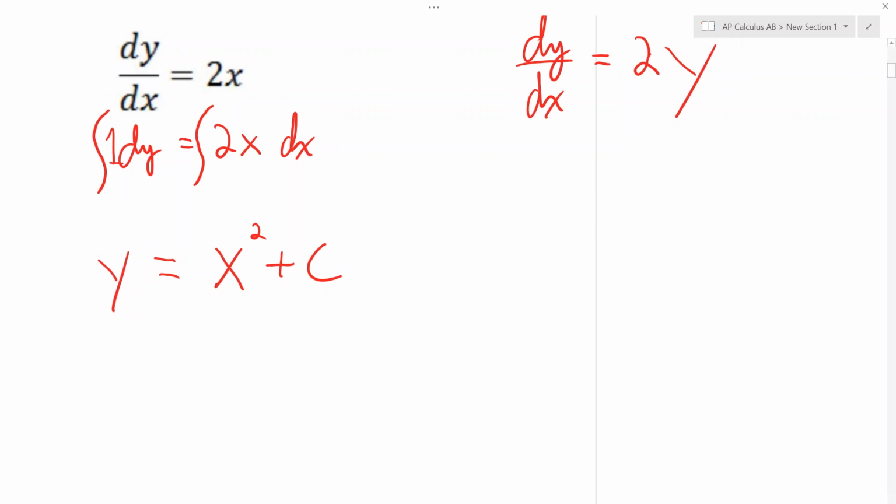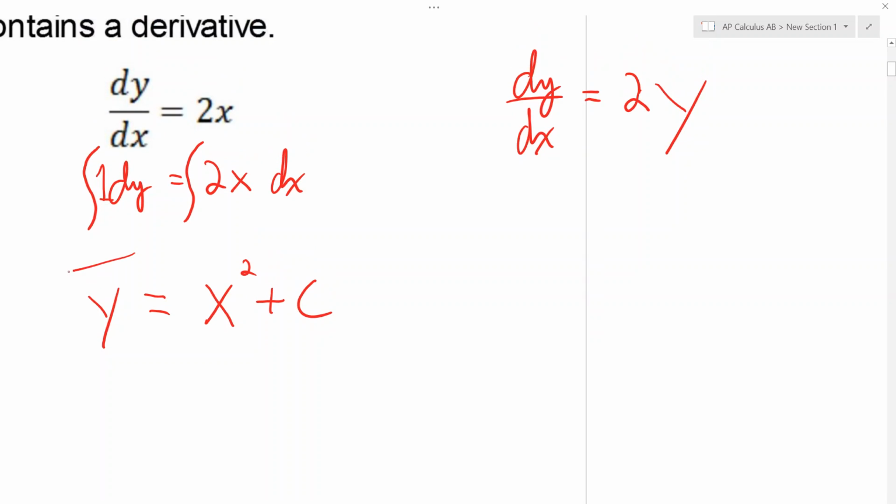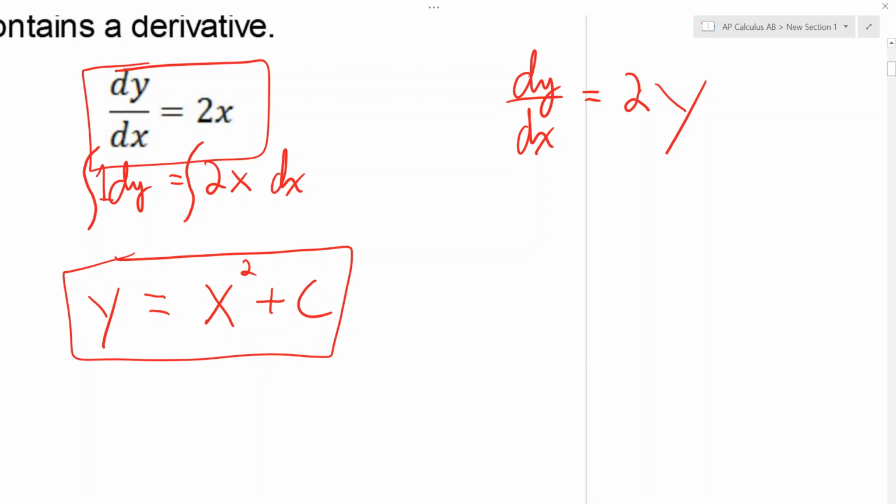Okay? Now, in this case, we're done, because y is all by itself. And what this says is, any function that's of this form, y equals x squared plus c, if you derive it, you will get 2x. So it works. Make sense?